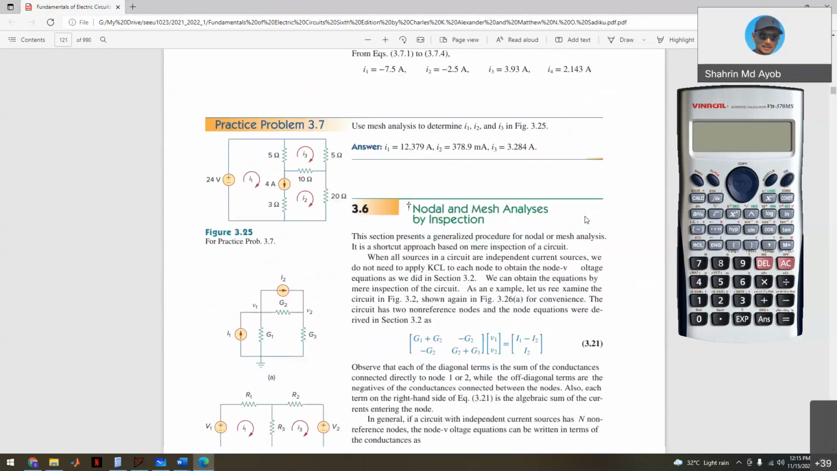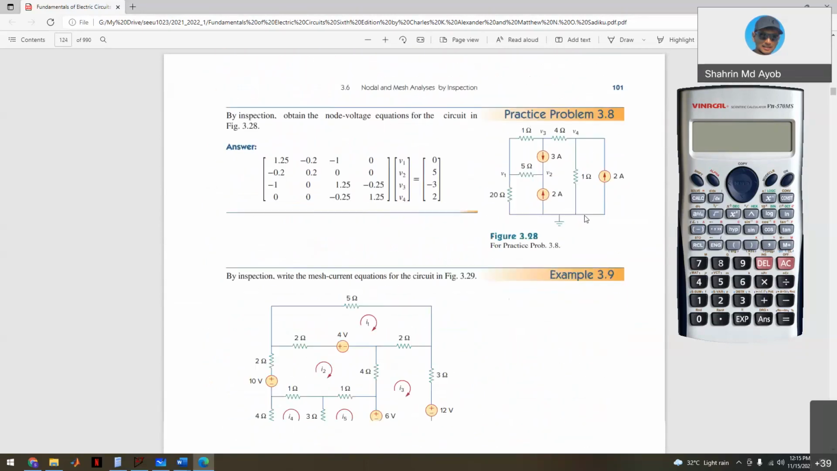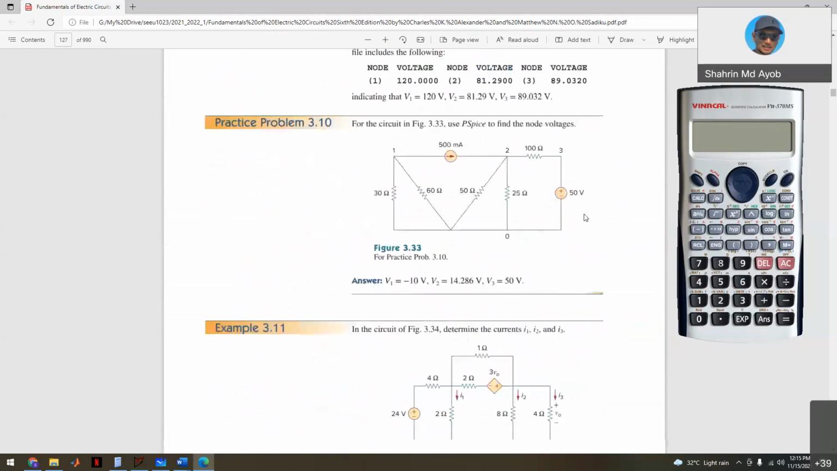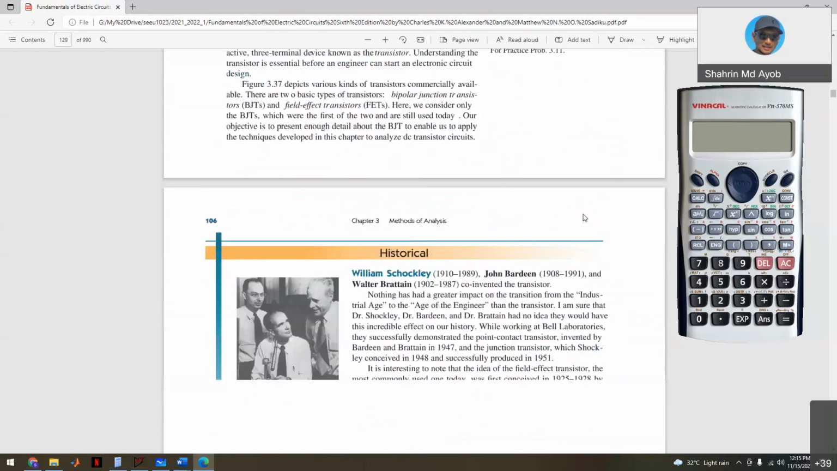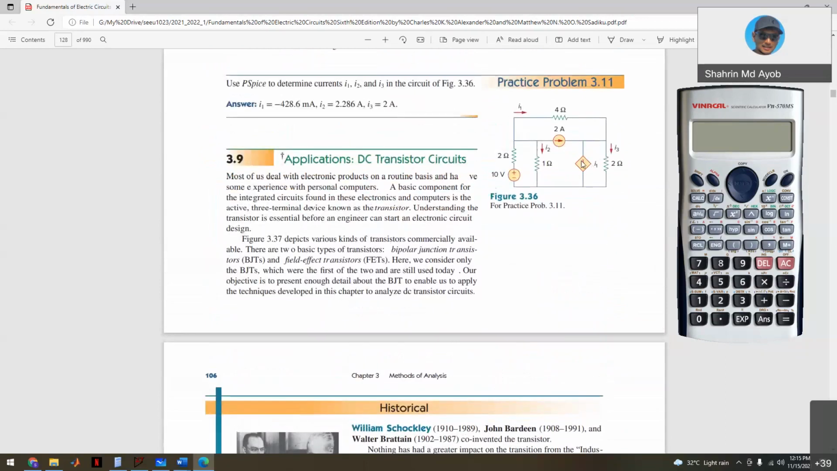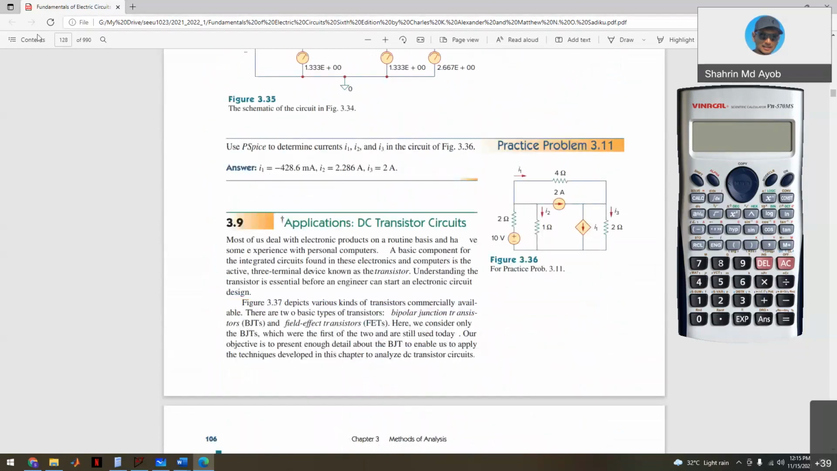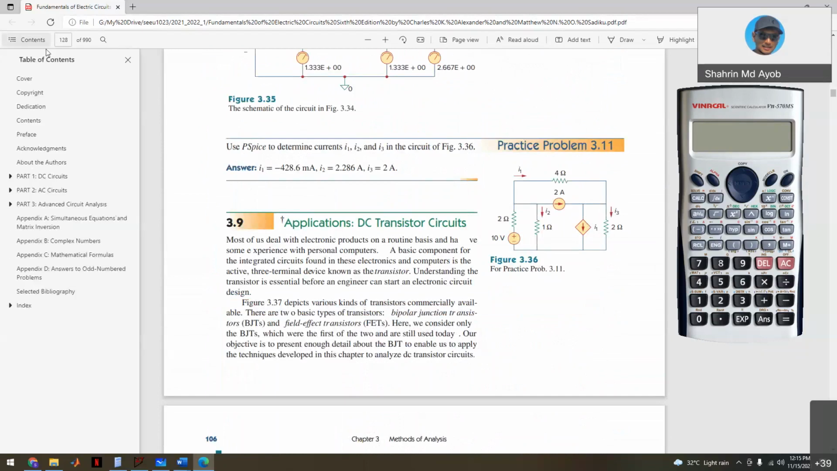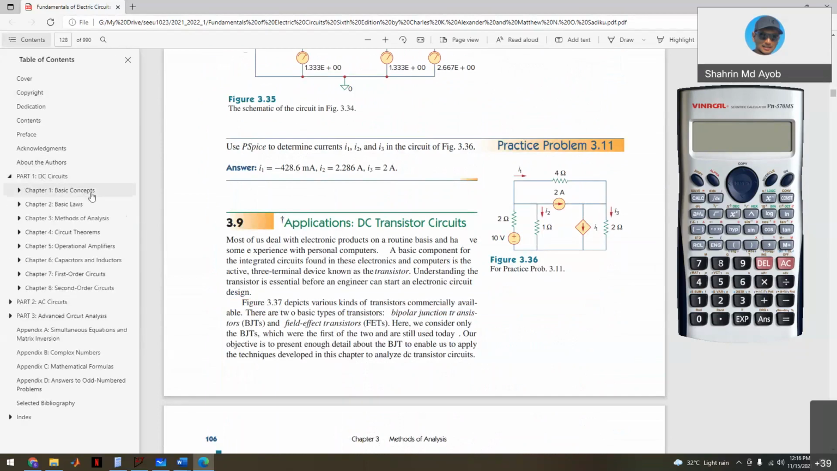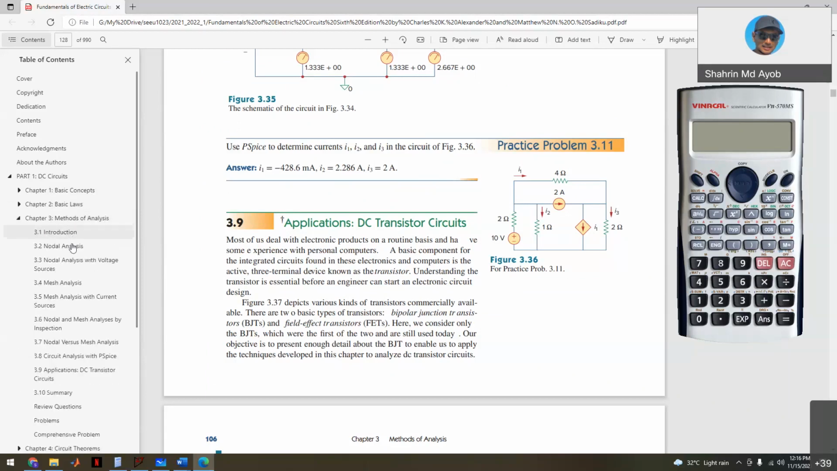Actually, for all the exercises here, you can try them, but you need to exclude the exercises that have dependent sources only. For example, this circuit has a dependent source, so you cannot do this, because it is out of your syllabus. Just to make it clear, we have a DC circuit, so you can try chapter 2 and also chapter 3. Chapter 3 is the method of analysis, where we have the nodal and also mesh current analysis.